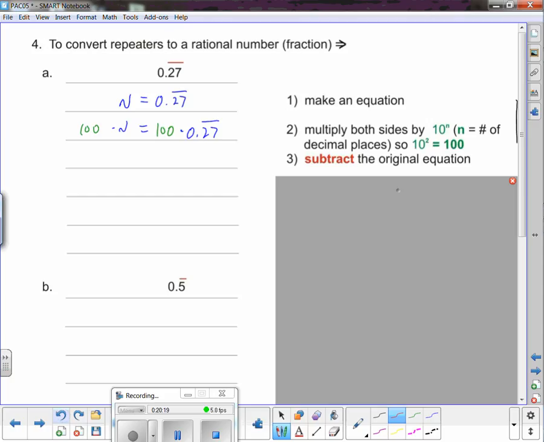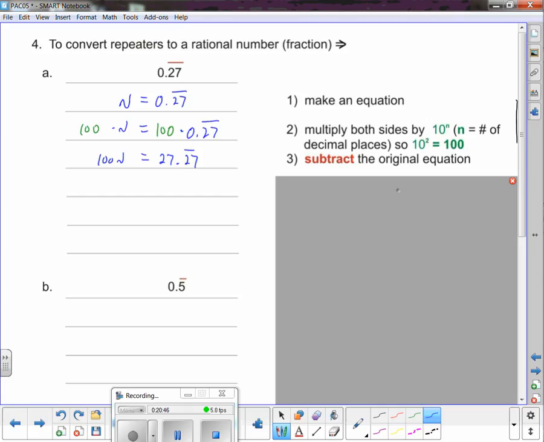All right, before we do step 3, we got to multiply this out. So what is 100 times n? 100n. All right. What's 100 times 0.27? Here's the tricky part. All right, everybody watch this. It's 27.27 bar still if you multiply times 100. You always keep that repeater part.